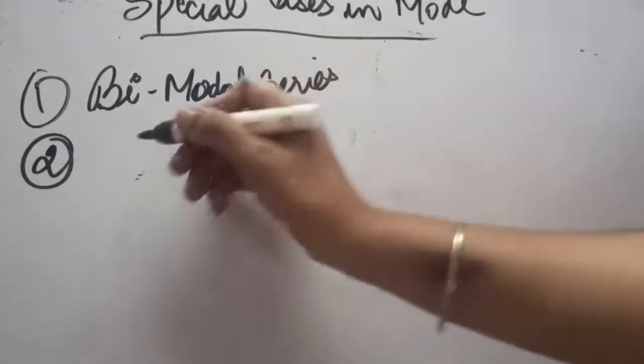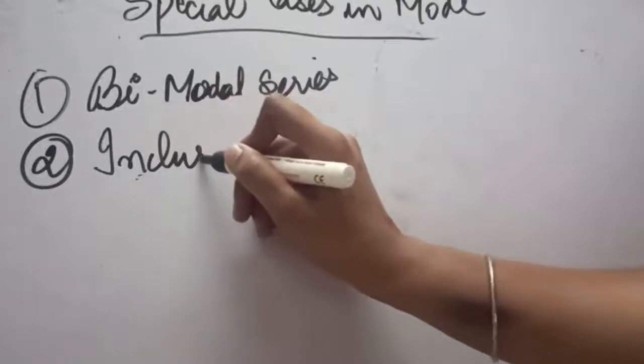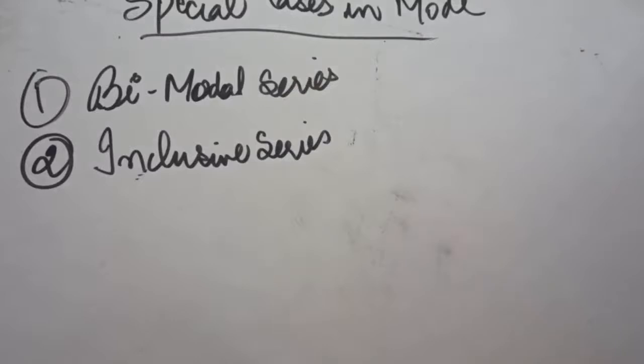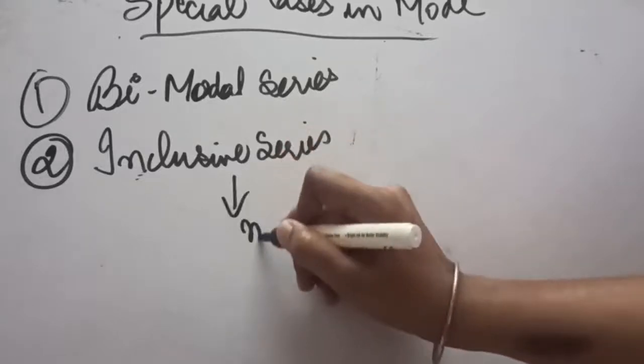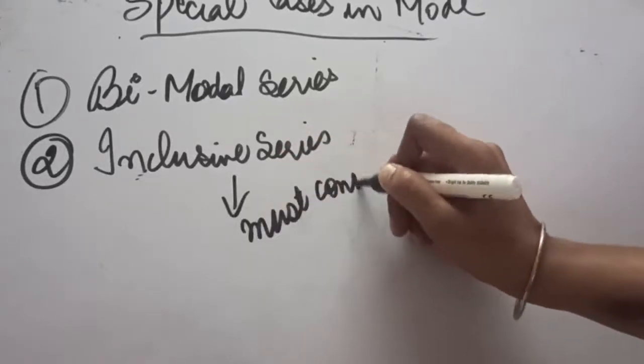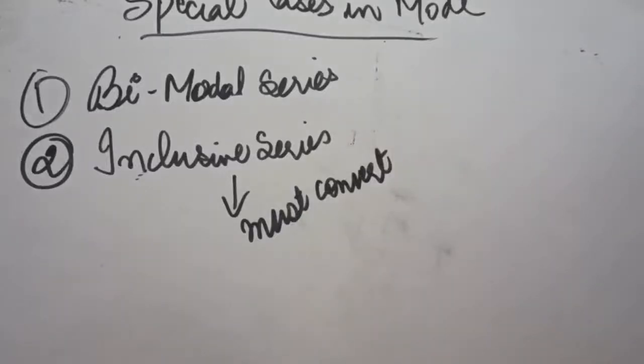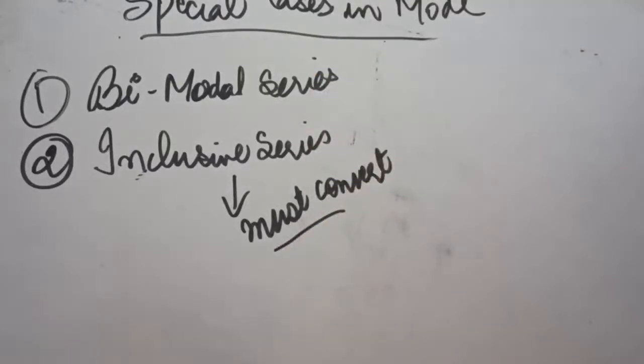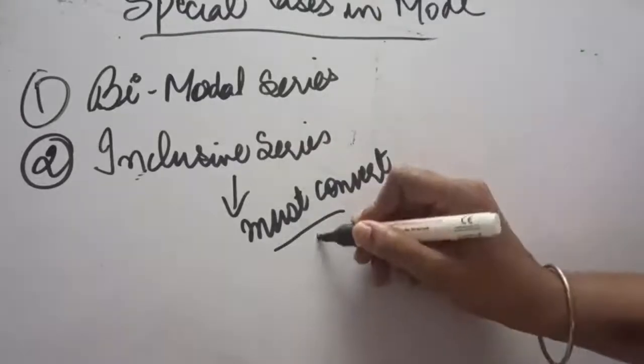The second special case in the calculation of mode can be when you have been given an inclusive series. Now we have seen what an inclusive series is. When the upper limit of the first class interval is not equal to the lower limit of the next class, it is known as an inclusive series. Here it is compulsory to convert the series into an exclusive series, because if you look at the formula, there we require the lower limit. We require I, that is the difference of the class intervals.